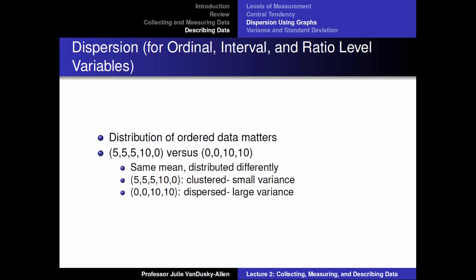Imagine you have two different variables with a similar mean, but with different distributions. You have a variable where there are 3 5s, a 0, and a 10, and the average is 5. And you have a variable with 2 zeros and 2 10s, and the average is also a 5. But in the first variable, most observations are clustered around the mean of 5. We would say there is very little variance in this variable. While in the second variable, most observations are dispersed away from the mean of 5. So we would say there's a lot of variance in this variable.